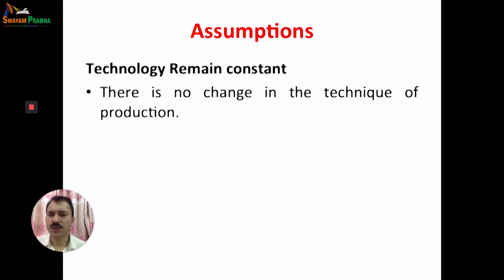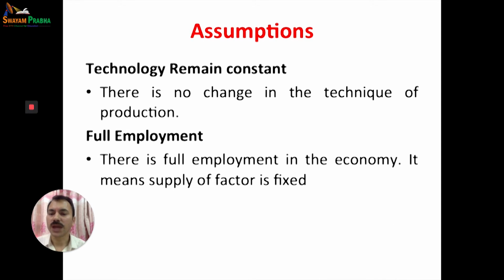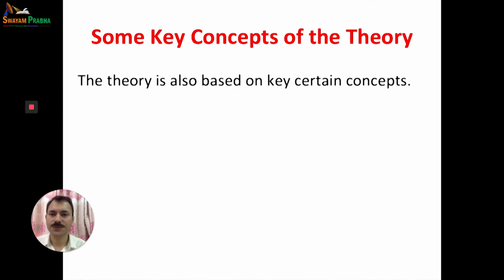Another assumption is that technology remains constant. There is no change in the technique of production. We also have to assume that there is full employment. Full employment in the economy means all factors of production are fully employed, meaning the supply of the factor is fixed. They are fully employed. There is no unemployment. The factors of production are getting jobs and services as per their requirement.